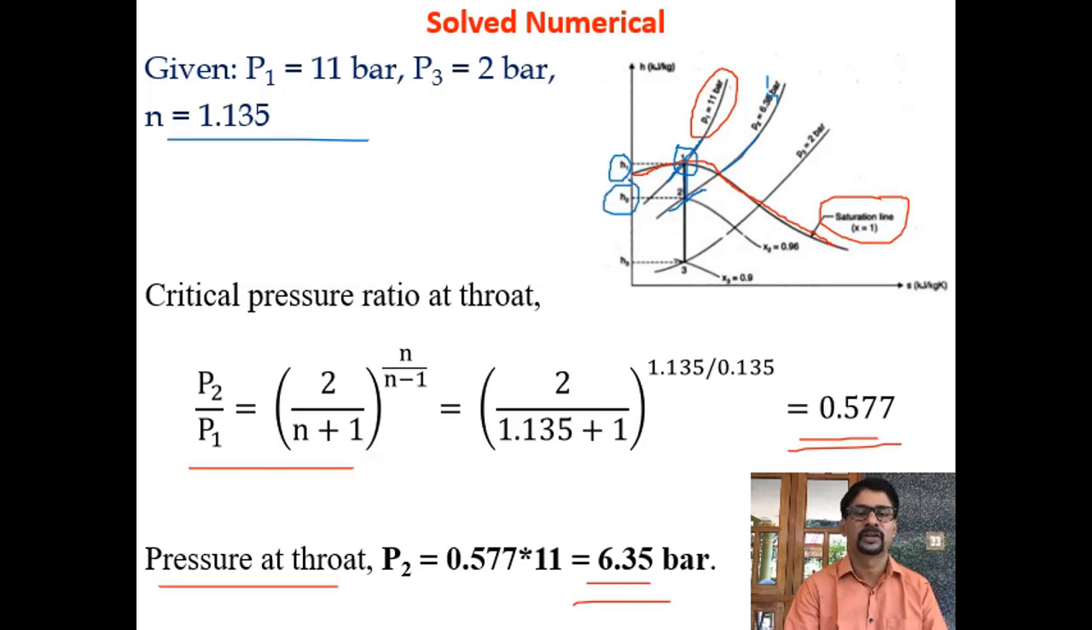If required, you can find the dryness fraction at that point, which is 0.96. Or else you can find the specific volume of dry steam at pressure P2 and multiply by x2 to get the actual specific volume at that point, because it is in the two-phase region. I'll show you that later.